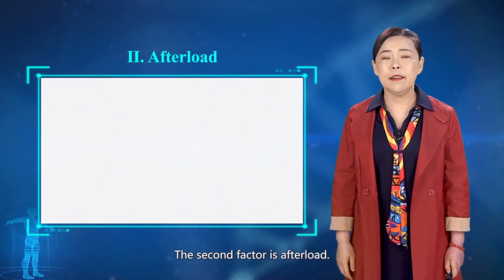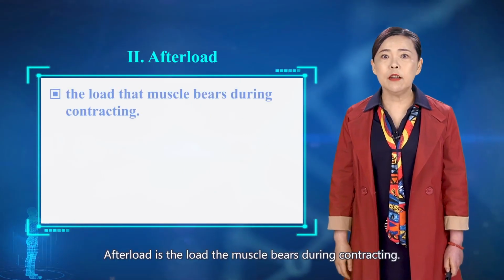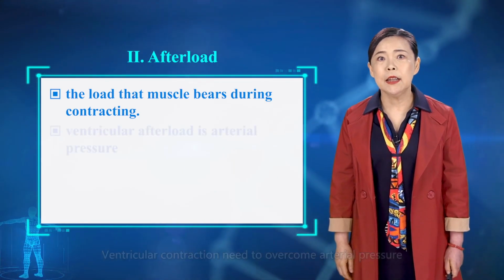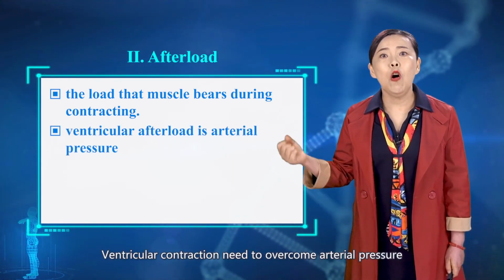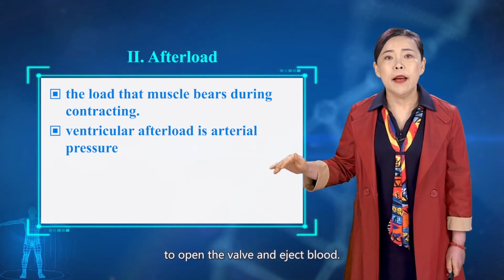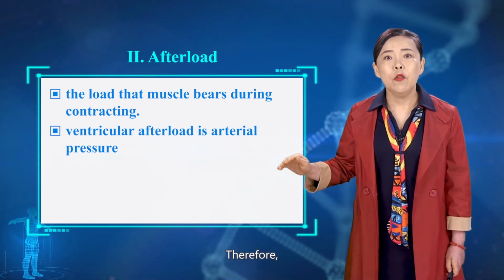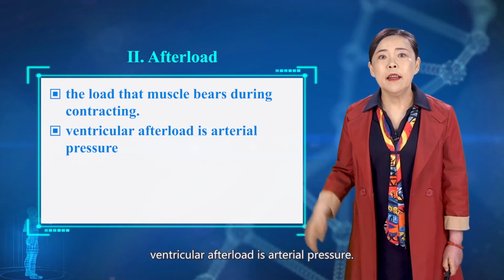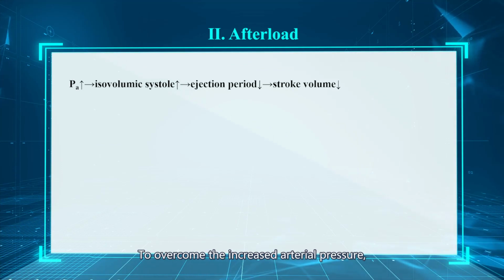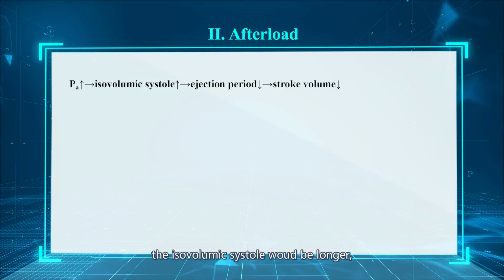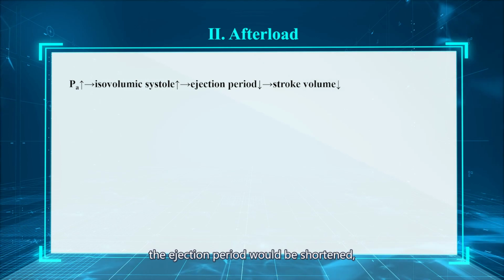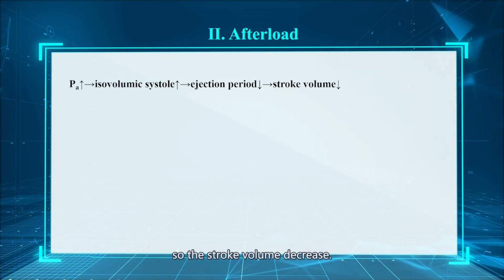The second factor is afterload. Afterload is the load the muscle bears during contracting. Ventricular contraction needs to overcome arterial pressure to open the valve and eject blood. Therefore, ventricular afterload is arterial pressure. To overcome the increased arterial pressure, the isovolumic systole would be longer. The ejection period would be shortened, so the stroke volume decreases.